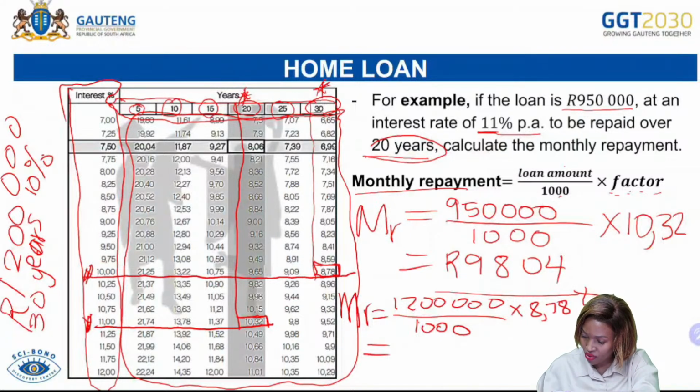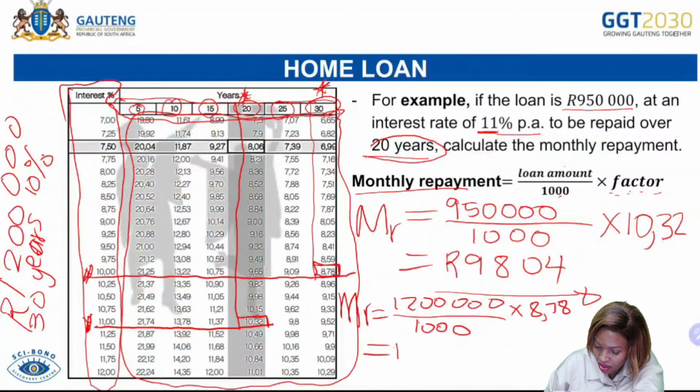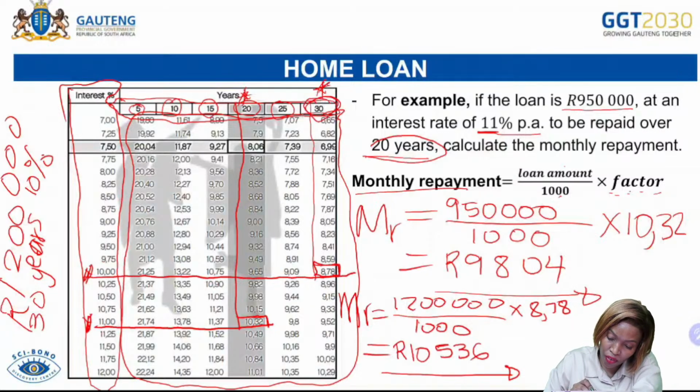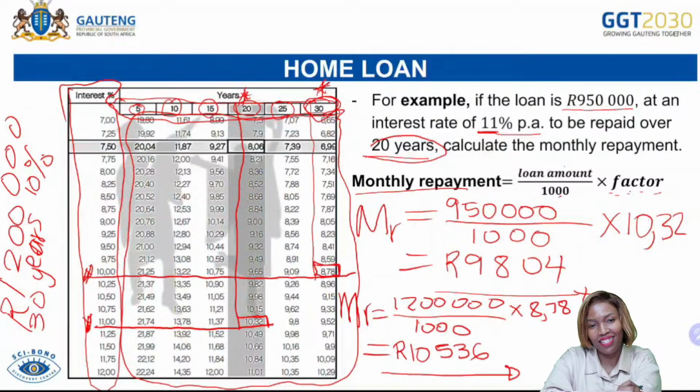Then let us punch this in the calculators again. It's 1,200,000. Divide that by 1,000 rands. And then multiply the answer by 8.78. Let's see, the installment is 10,536. So it means that this is the amount of money that this person will be paying every month for a period of what? For a period of 30 years.